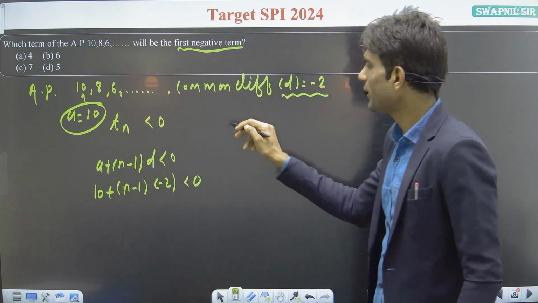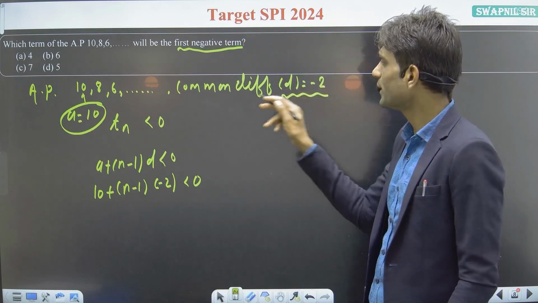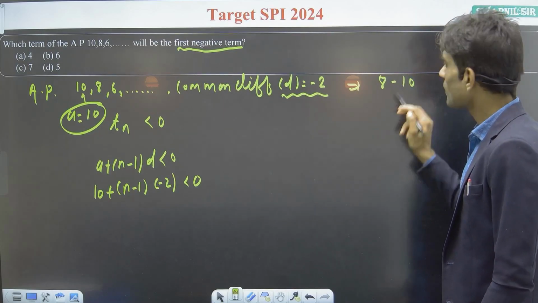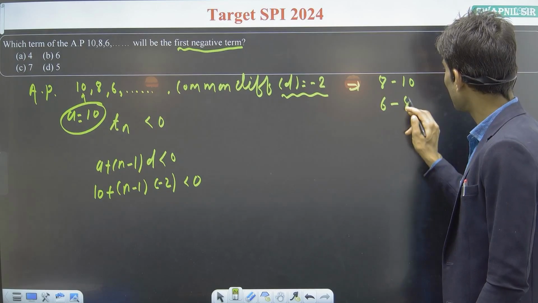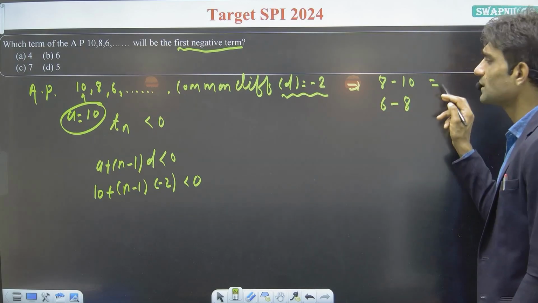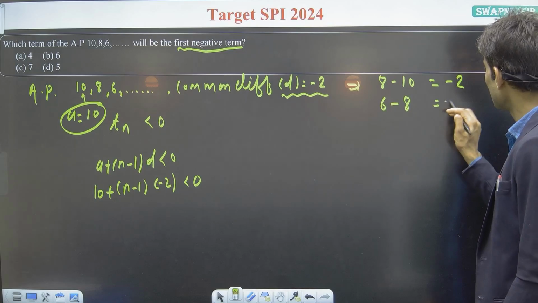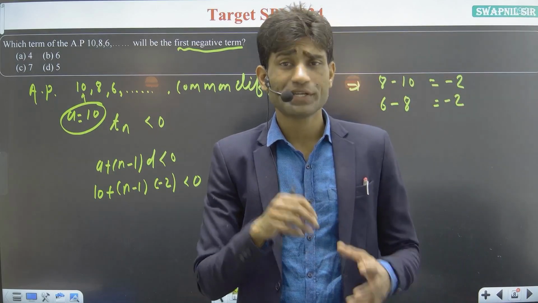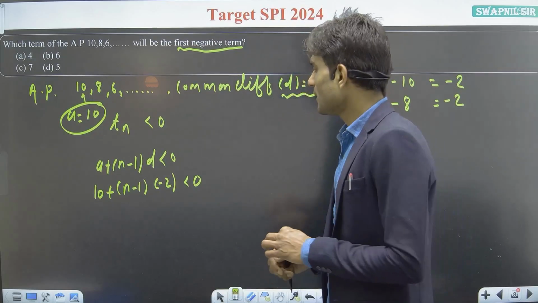If you want to verify why D is negative 2, we write the common difference between 8 minus 10, after that 6 minus 8, okay. See that smaller term minus bigger term always gives us negative 2. This one is also negative 2. Okay, so the common difference between all the consecutive terms is negative 2 here.